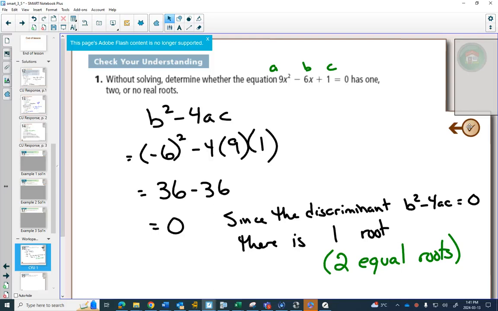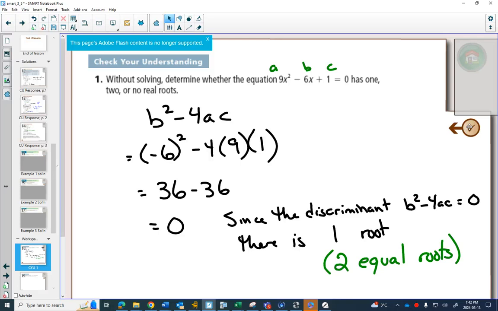So for the most part, we'll try to say 1 root as much as possible, but sometimes, depending on where I've gotten questions from, you might see that language of 2 equal roots come up. And this is how you would solve it. We didn't actually solve the equation.